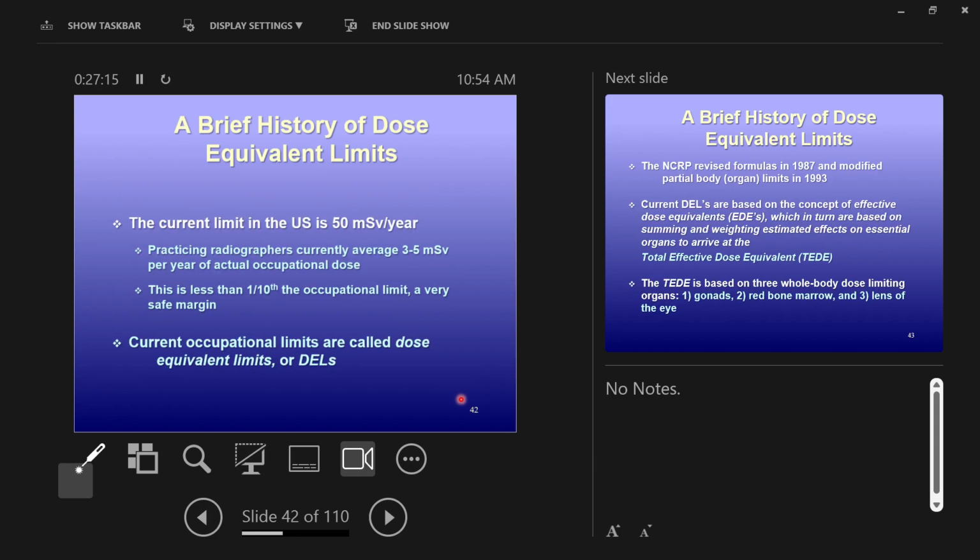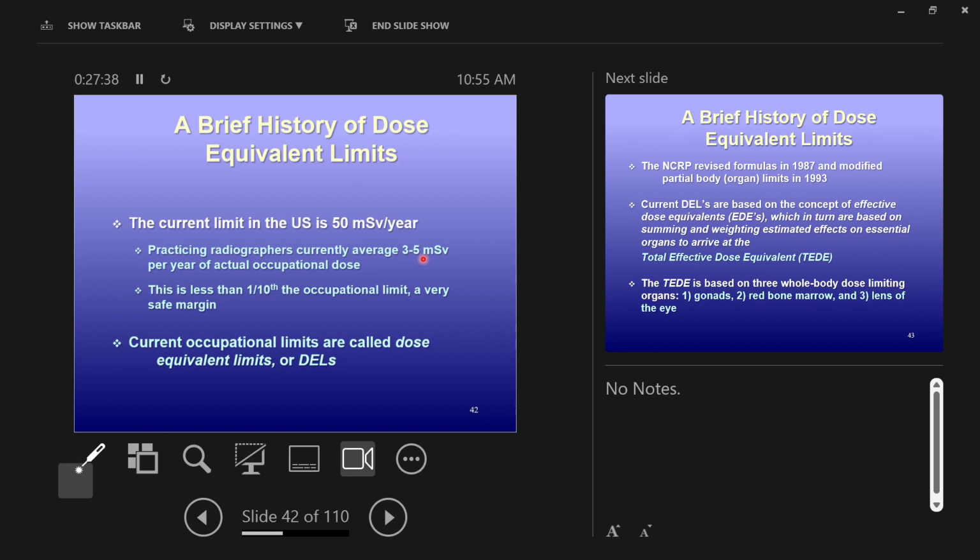So yeah, you want to know maybe how much you do receive. Practicing radiographers average about 3 to 5 millisieverts of dose equivalent per year. Okay, so this is your expected actual occupational dose of radiation. It's not a lot. We're going to learn later what 3 to 5 millisieverts can do.